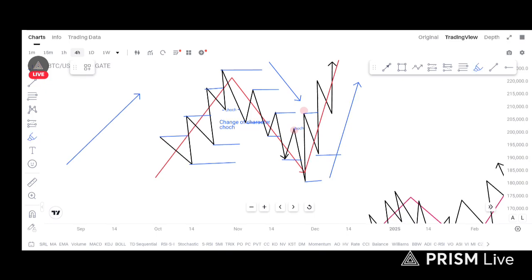Same thing goes here. You have your high, your low, your high, your low, your high, your low, your high, and the market broke this first low. You now have your change of character, created a lower low and a high. You now broke another structure. That means you now confirm that the market is done trending to the upside. It's now going to the downside.